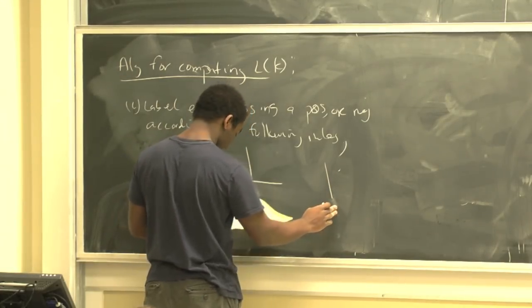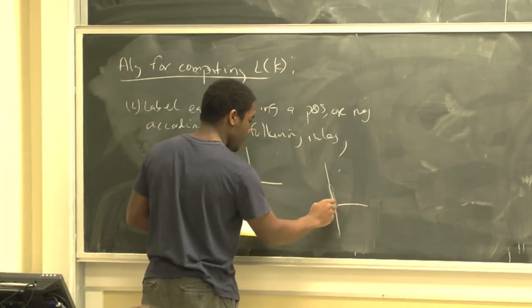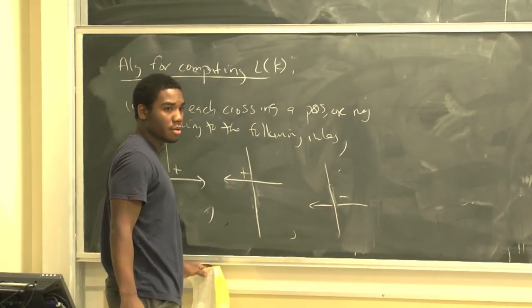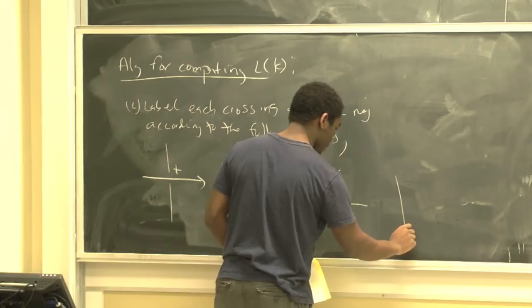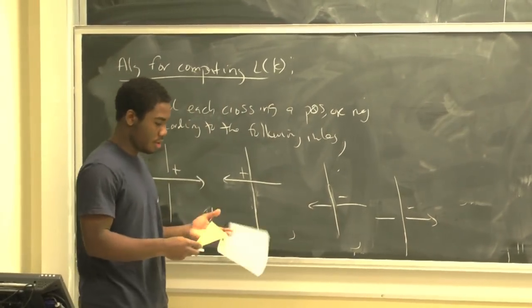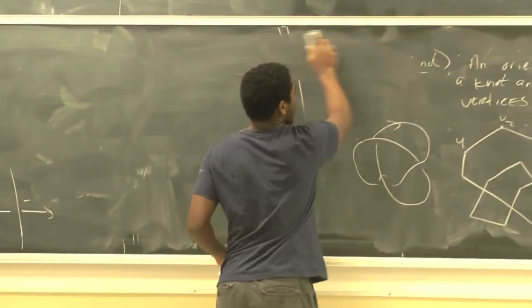However, when you have an under crossing, that would be a negative. When you go the opposite way, you also denote that as a negative crossing. And I have some examples that we can do, but I just have to erase this first.